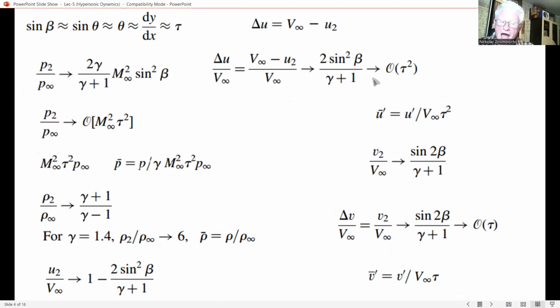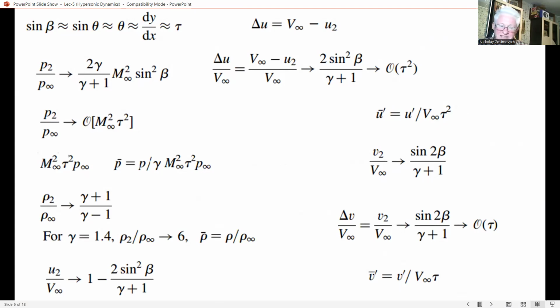And this implies that the non-dimensional perturbation velocity u average stretch, which is also a change in velocity in the x direction, should be defined as u stretch over v infinity times tau squared, in order to be of an order of magnitude of unity. Do you agree with me?